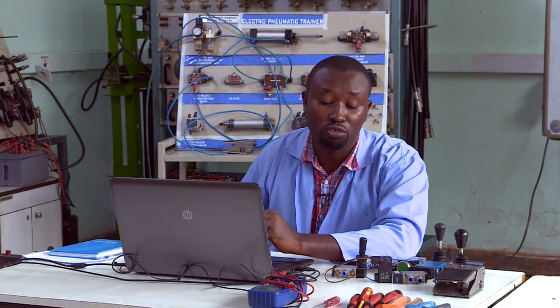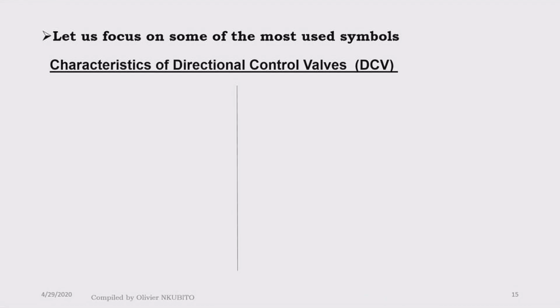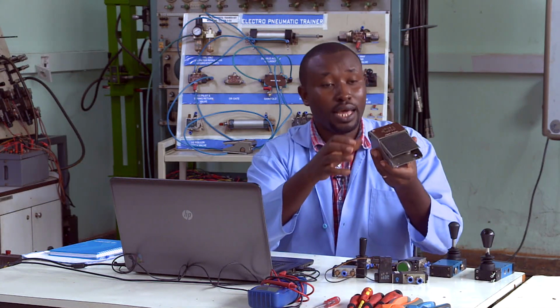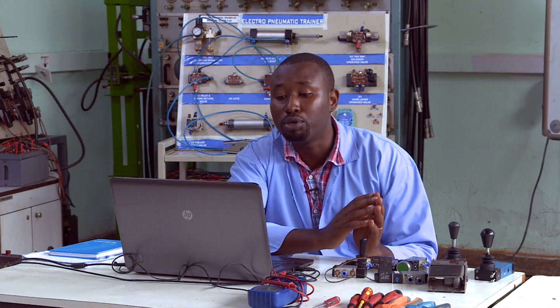And we have the directional control valve here, but I need to focus on some valves and look at some characteristics of those valves. Our valve is a directional control valve, also known as DCV. All of these are directional control valves, but they are different. So if you need to categorize them, the first thing to know is the switching position. The first characteristic is switching position.